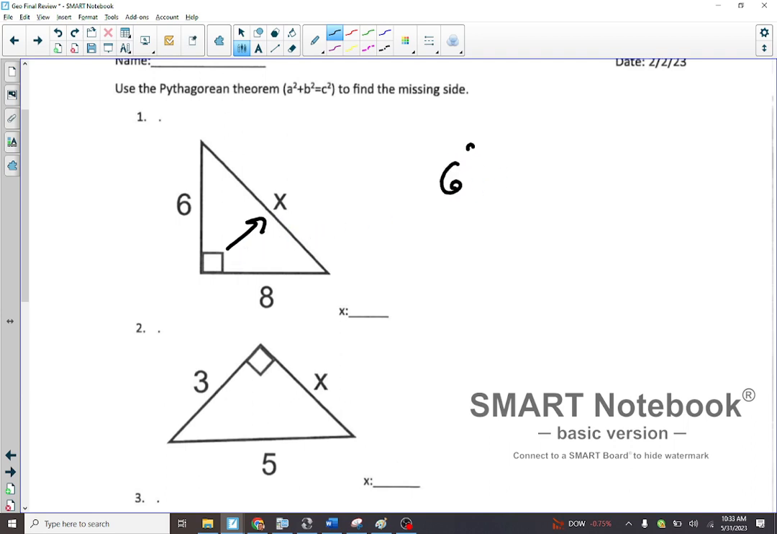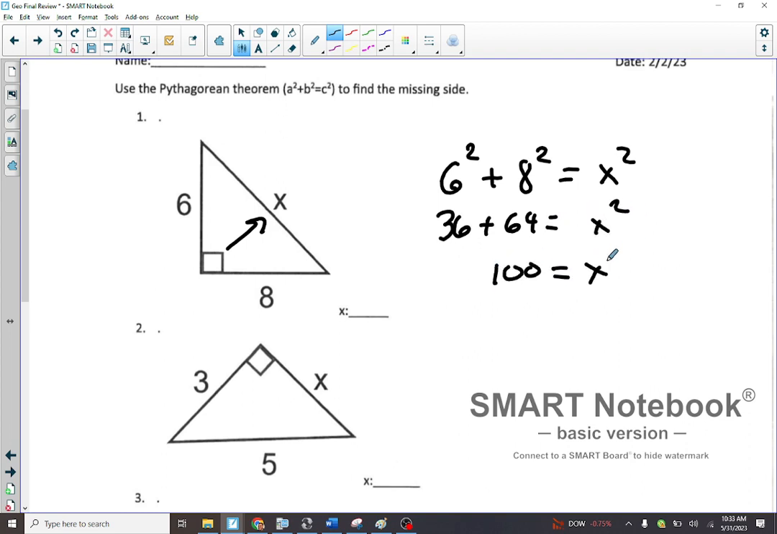In this case, because the next page is a formula sheet, which doesn't have questions, I'm just going to the next thing. So 6 squared plus 8 squared equals x squared. I don't know what x squared is. So 36 plus 64 equals x squared. 100 equals x squared. Reminder, 100 is not your answer. You have to square root both sides, which means your answer is actually 10.